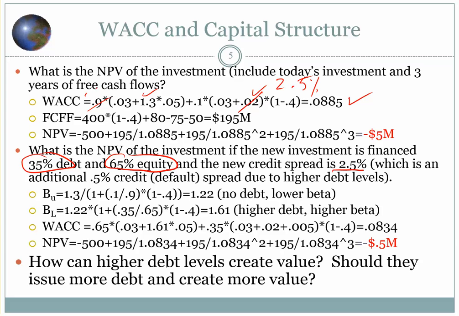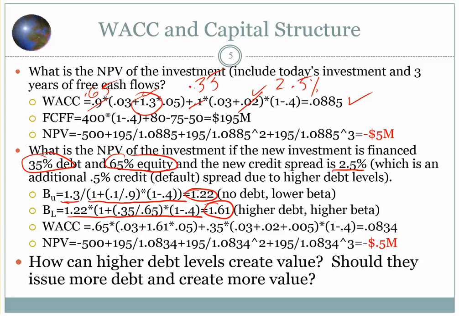This would go to 65% and 35%. And then the only question is, well, what happens to the beta for the project? Well, what I'll do is I'll take Apple's existing beta of 1.3, delever it by dividing by 1 plus the after-tax debt-to-equity ratio of Apple, and see that if Apple had no debt, they'd have a beta of 1.22. And then I would relever that beta using the project's debt-to-equity ratio and tax, and I'd see that the project as a standalone would have a beta of 1.61.